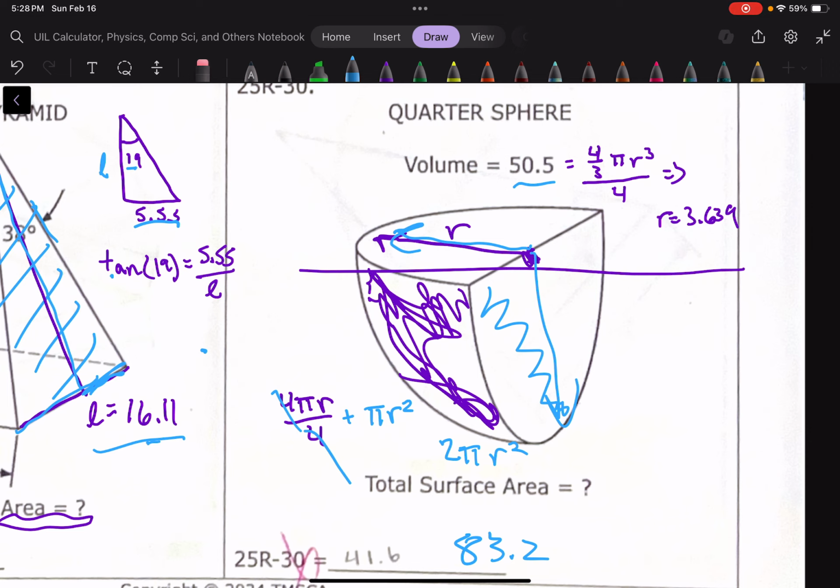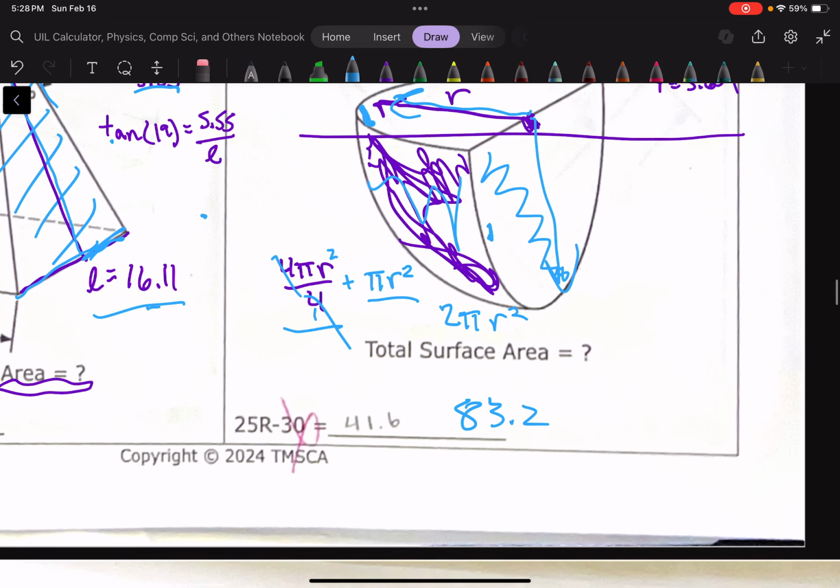Now, to get the total surface area of this quarter sphere, it's going to be a quarter of that outside sphere area, so 4 pi r squared divided by 4, plus this semicircle and that semicircle with the same radius of pi r squared. So you add all those areas up and you get your answer.